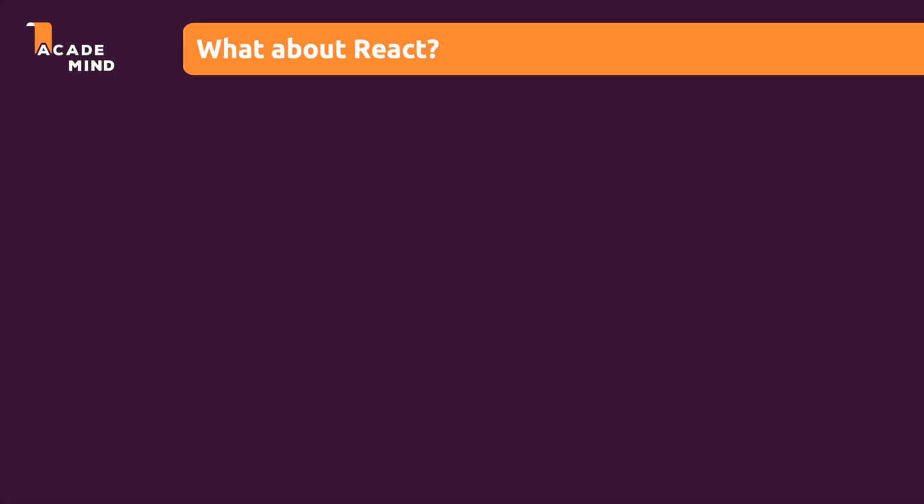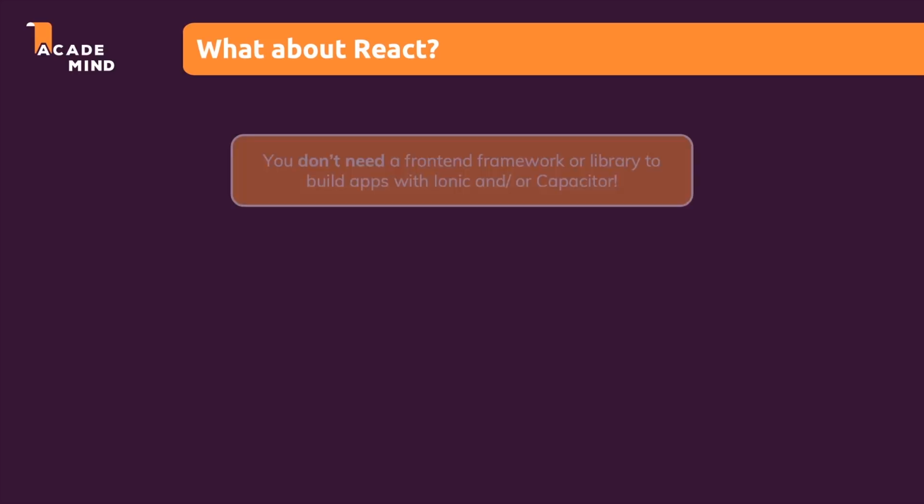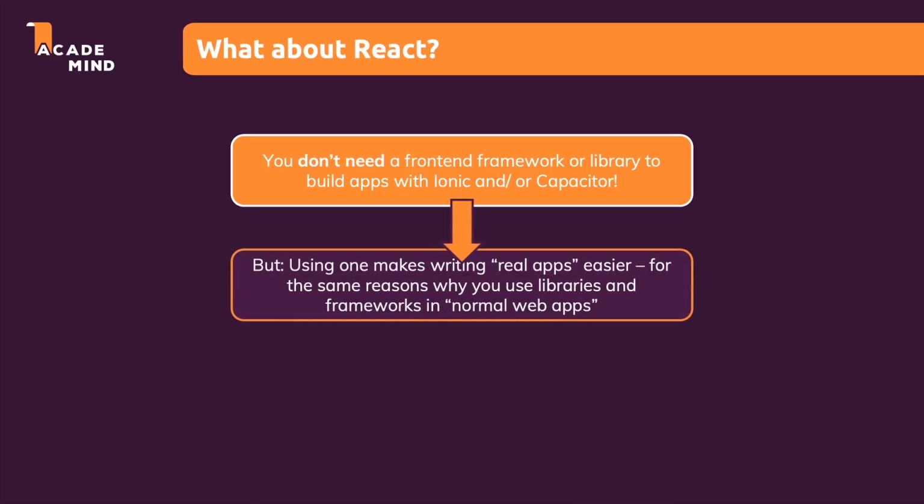Now, what about React? Because that's an Ionic React course. Why do we need React and all of that? Well, we don't need it. You don't need a front-end framework or library like React to build apps with Ionic and Capacitor. They work totally independent of any framework. You don't need React, you don't need Angular or Vue or anything like that. You could build such a cross-platform app with just Ionic and Capacitor and vanilla JavaScript, your own HTML structure, and your own CSS styles. But using one of these major frameworks makes writing real apps much easier. And with real apps, I mean realistic apps, bigger apps.